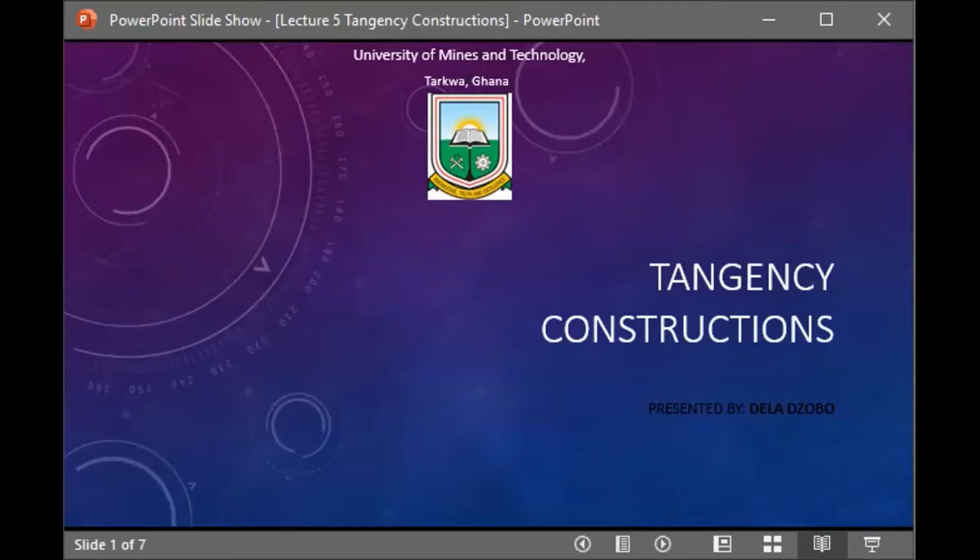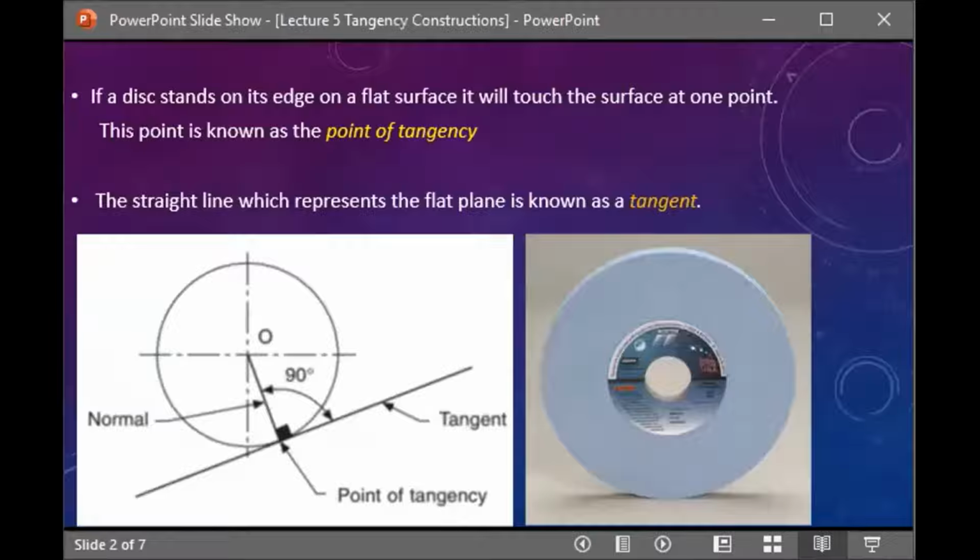To our lecture on tangency constructions. Now, when you think of a tangent, imagine a disk standing on a flat surface. You can also think of this as a coin rolling on a table, just another flat surface.